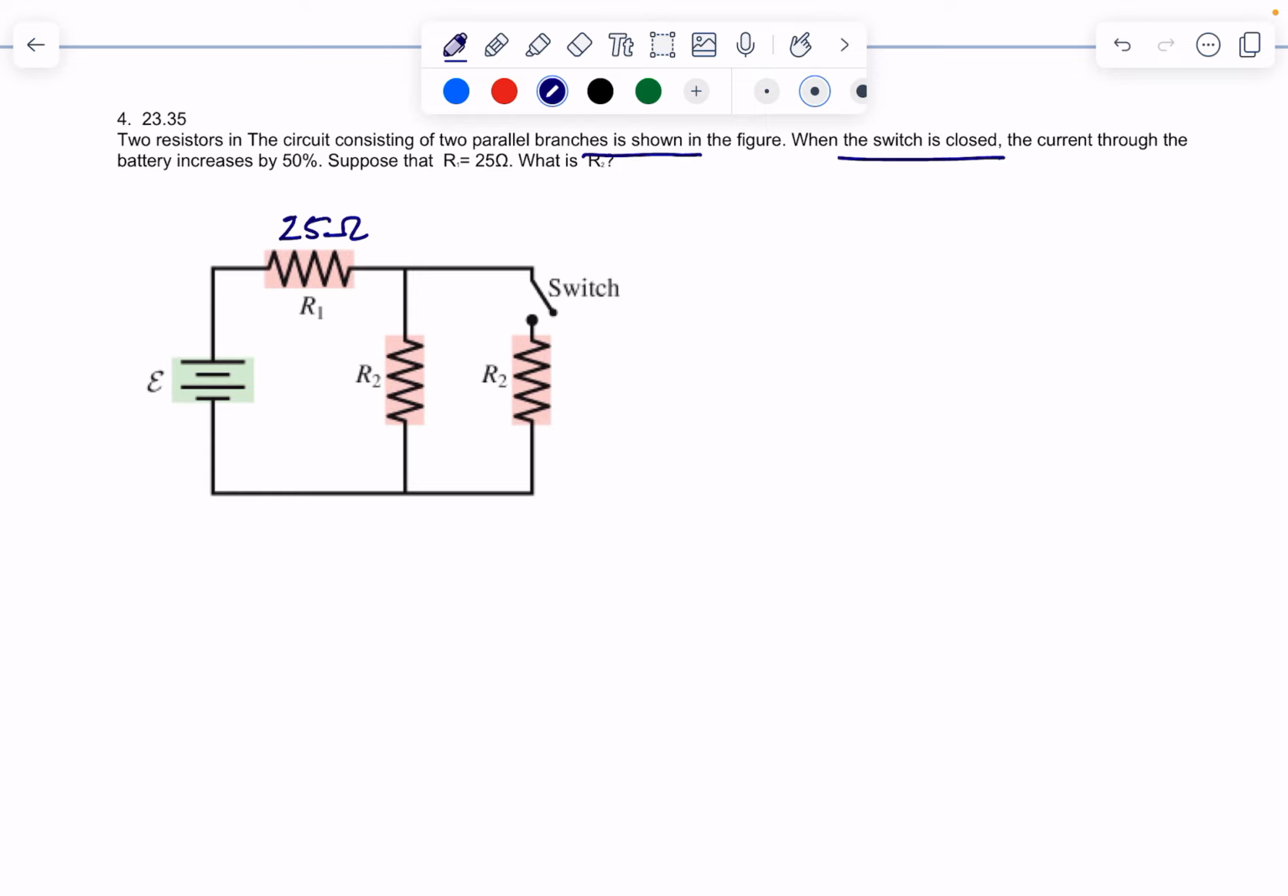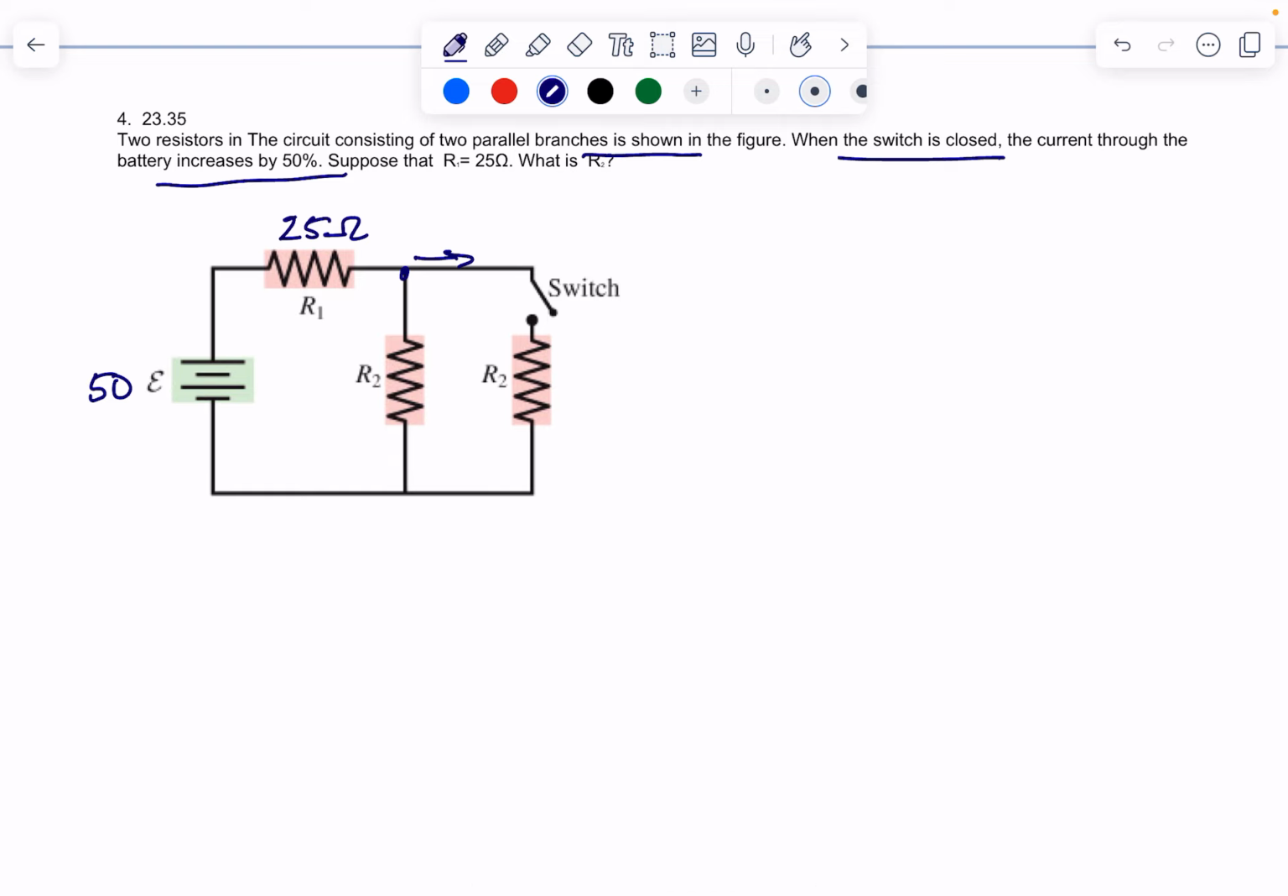When the switch is closed, the current is increased by 50%, which would make sense. As you increase a branch, it's going to get more. It doesn't say what the EMF of the battery is, but I like to just put numbers in. If I'm making numbers up, it's going to make my life easier, I feel. Let's call it 50. You'll see why I did that.